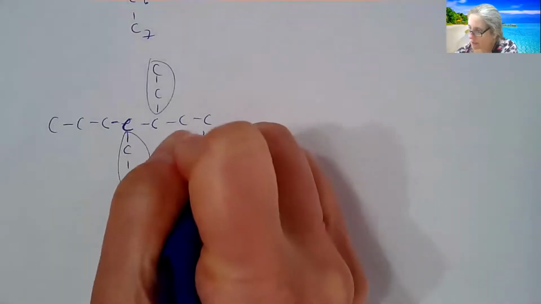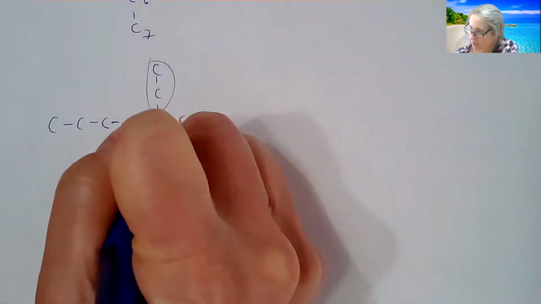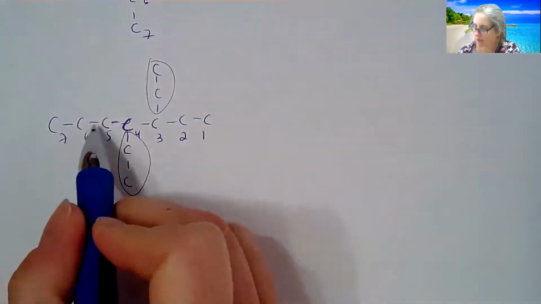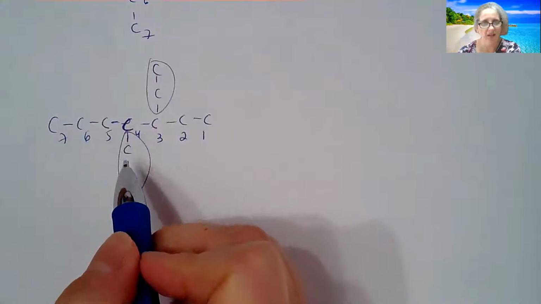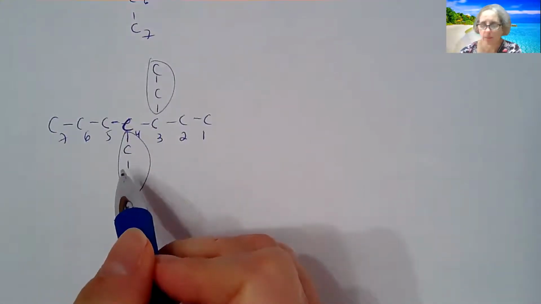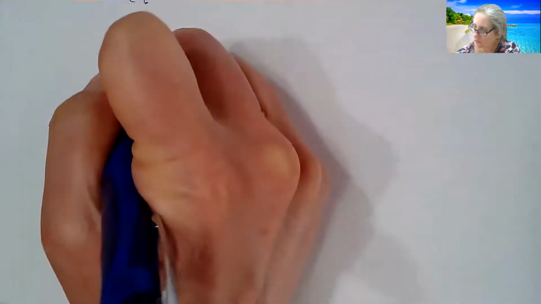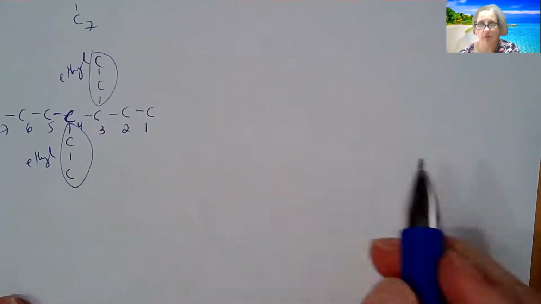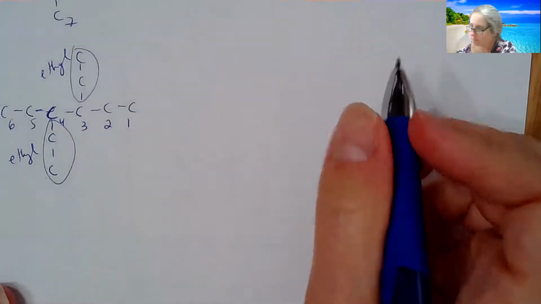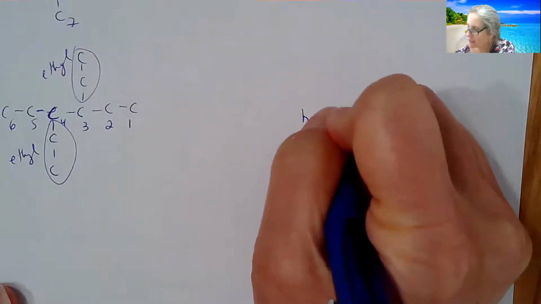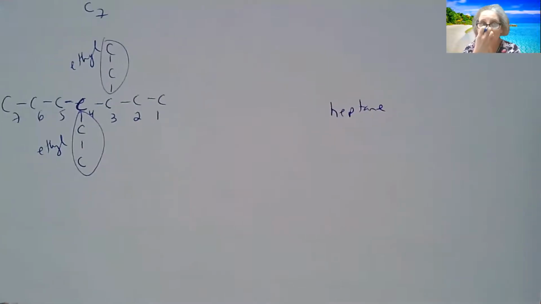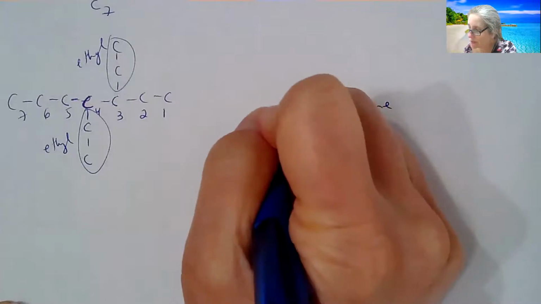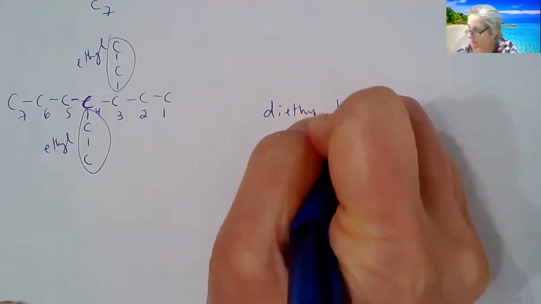So I have to start over here because this branch here appears off the 3rd. If I started over here, that would be the 4th, and that wouldn't work. Now, both of these happen to be ethyl groups. So longest chain is 7. So that is heptane again. But I have 2 ethyls. So I have to put a diethyl in front of it.